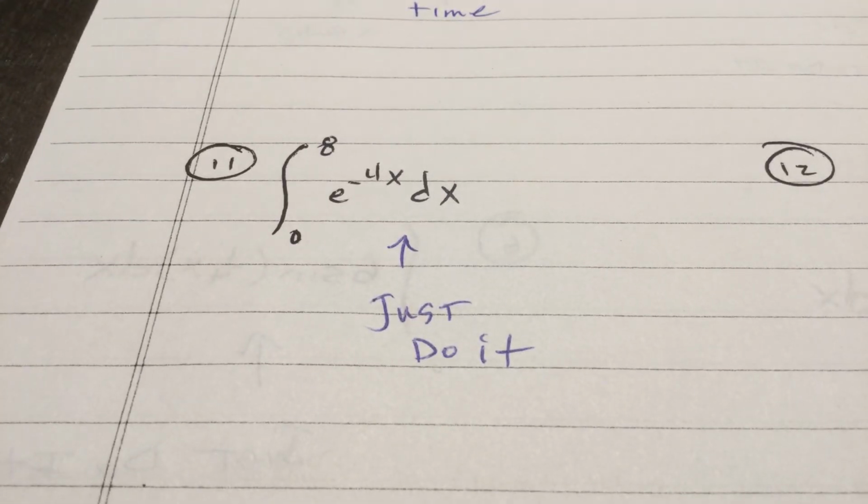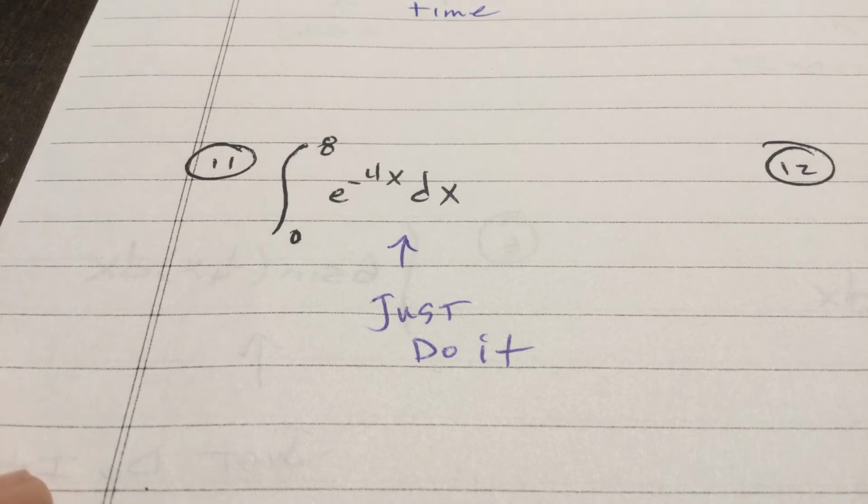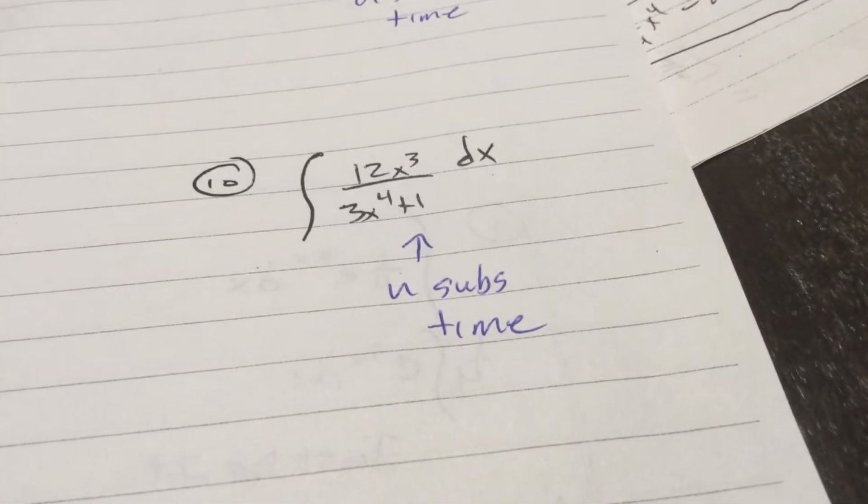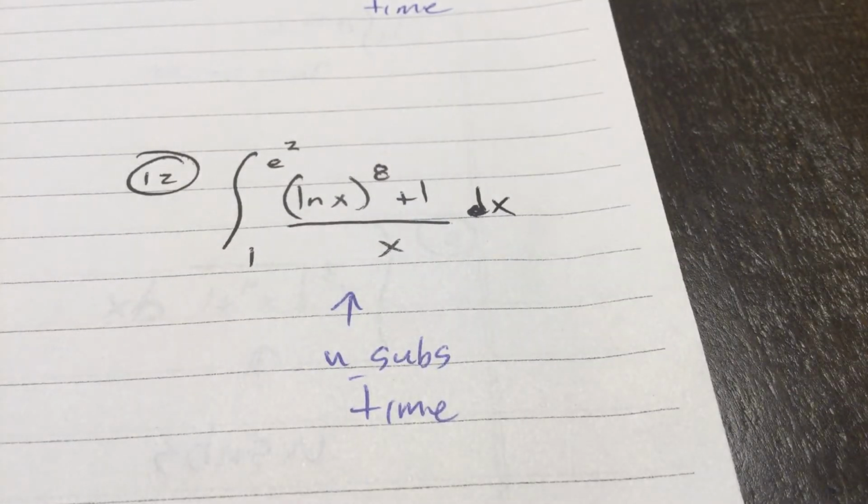There's tricks for derivatives. There's tricks for integrals. You can do that one. Just do it. Remember, this one has bounds. Okay, so 9 has bounds. 10 does not have bounds. 11 has bounds. 12 has bounds. Use substitution time with 12.